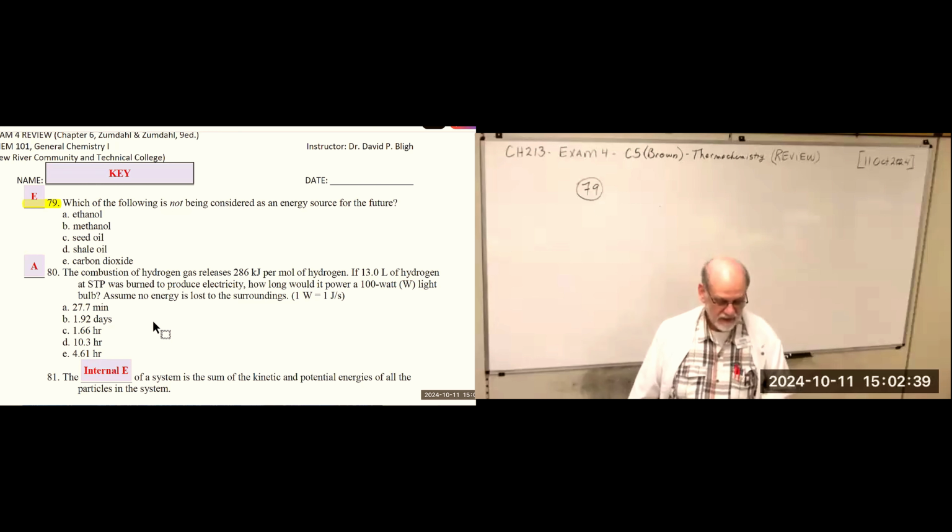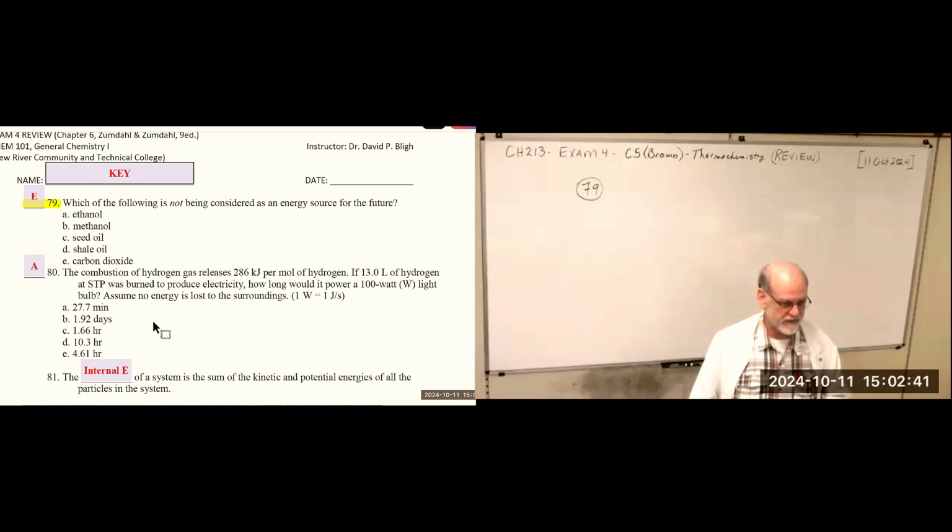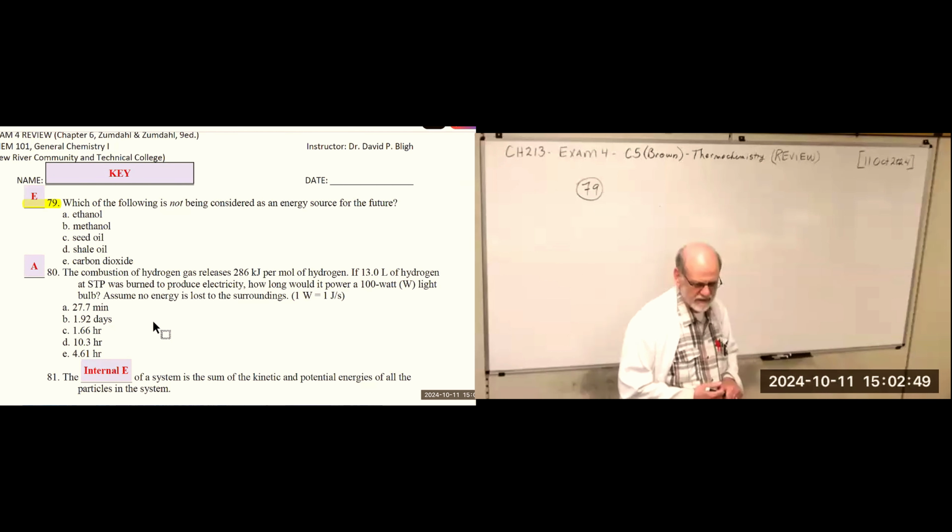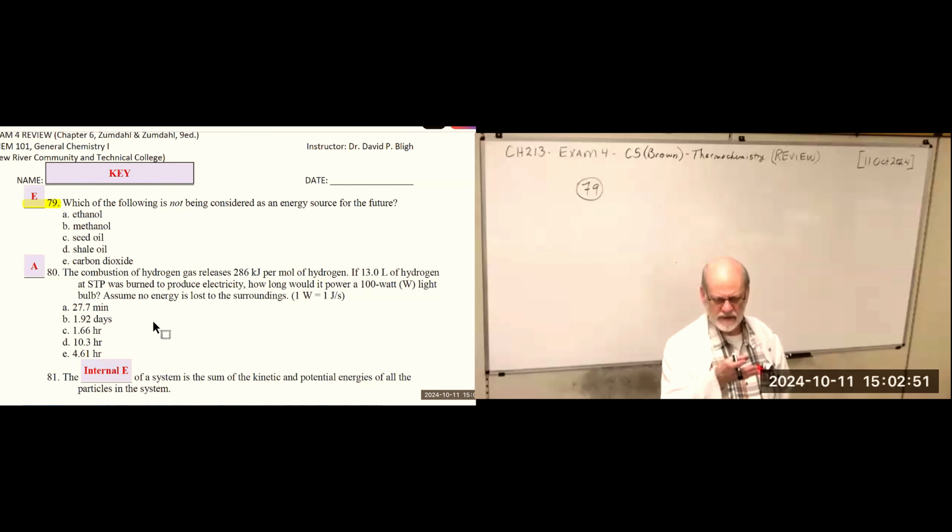Well, to answer the question, you can't consider carbon dioxide as an energy source because it's a product of energy. Right? Carbon dioxide, if you look at, let's see, we've done oxidation states, haven't we?